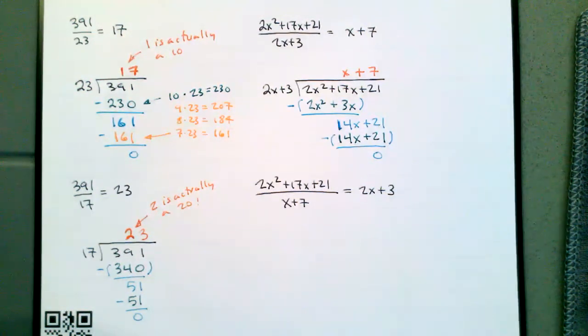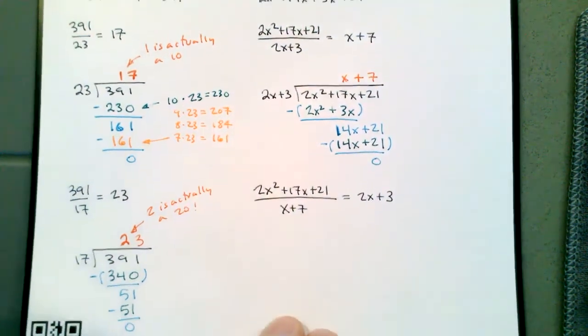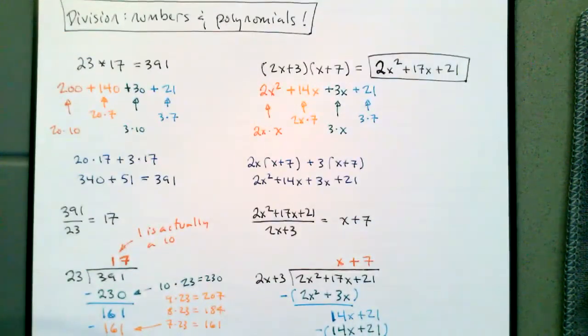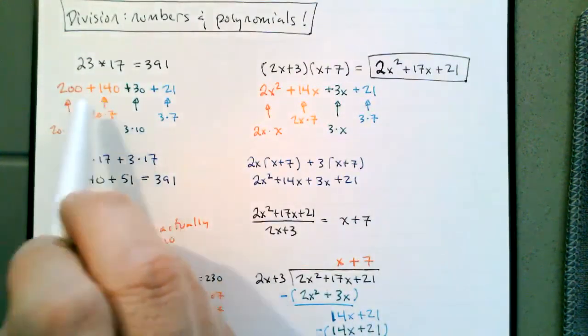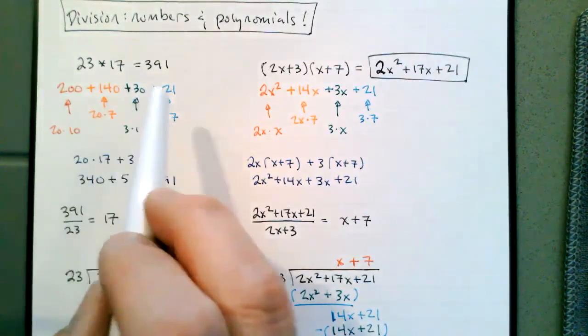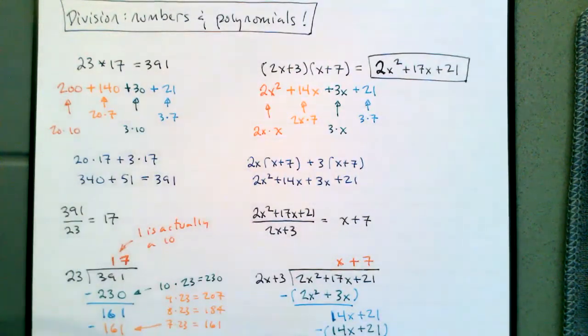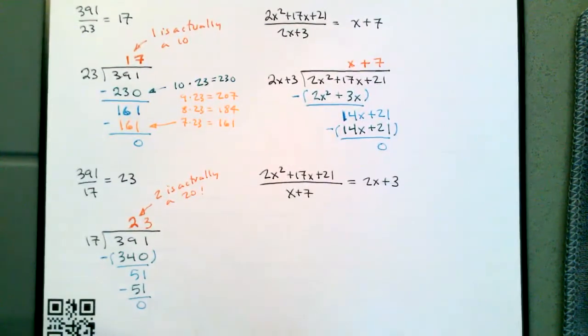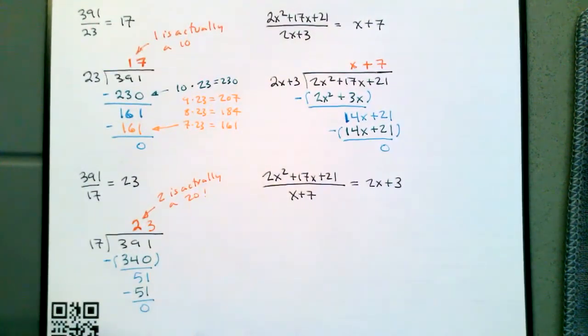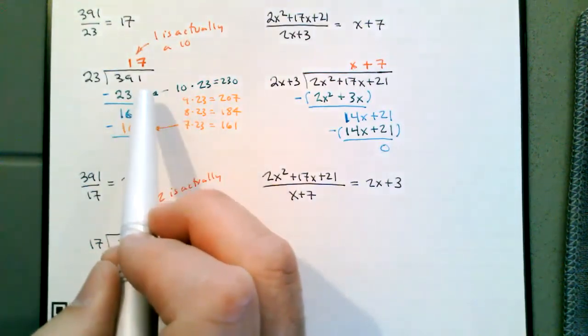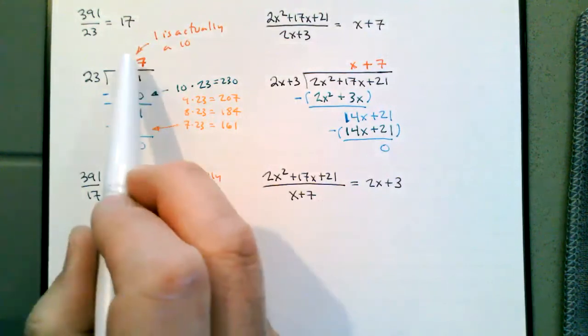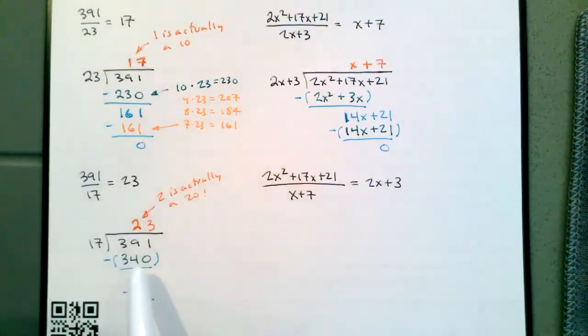Notice that we subtracted a 340 and a 51 because we're subtracting groups of 17. The 340 is made up of the 200 and the 140, that's the 340, and the 30 and the 21, that's the 51 that shows up in the division. These aren't completely disconnected. They're just grouped differently. Before we had the 230 because we were focused on the 10. But here we have the 200 and the 140 because we're focused on the 20.